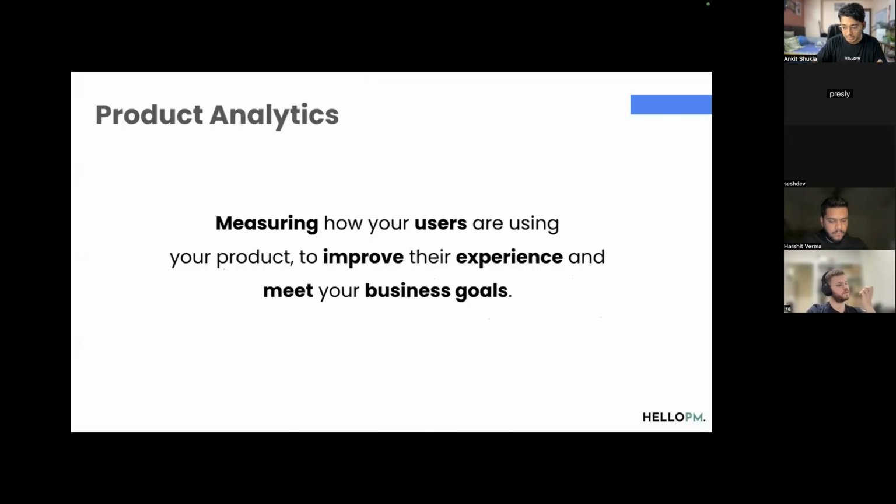Okay. Now, let us go ahead and formally start the session. We are already 10 minutes into this, talking about the definition of product analytics. What is product analytics?